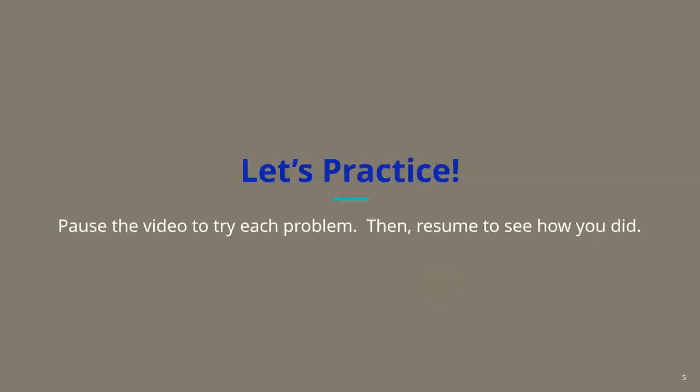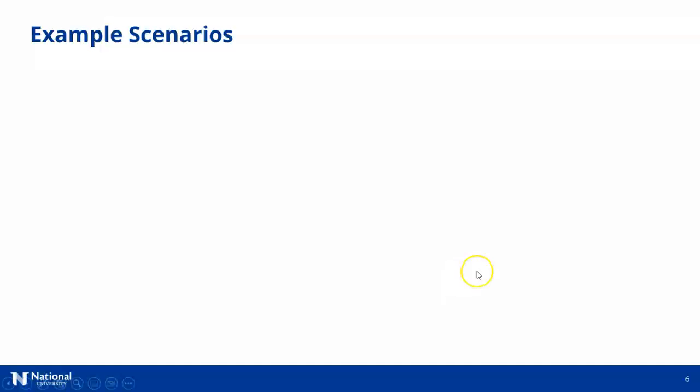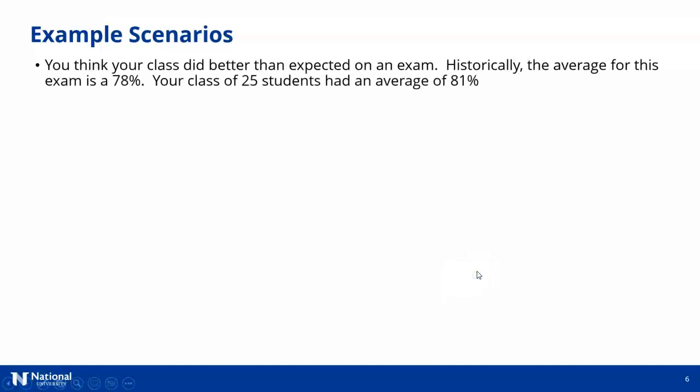So during these examples, make sure you pause the video, write down your answer, and then resume to see how you did. So here is our first scenario. You think your class did better than expected on an exam. Historically, the average for this exam is a 78%. Your class of 25 students had an average of 81%. Pause this video and write what you think a null hypothesis would be for this scenario.